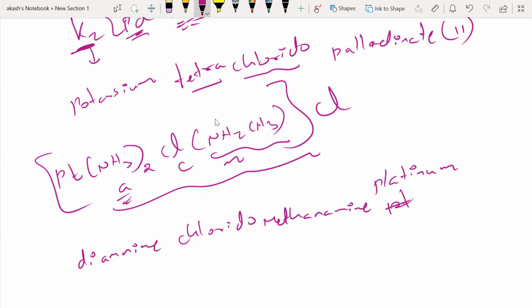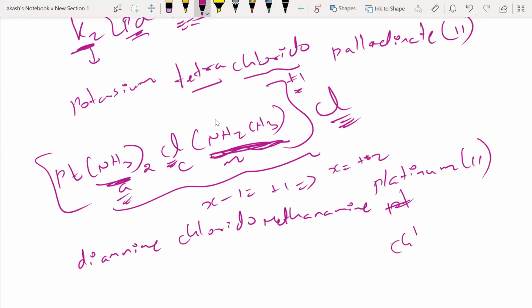Now we have to calculate the oxidation state. This is a neutral ligand, this is also a neutral ligand. The only thing is I have a Cl minus, so X minus 1. Now, if I remove this Cl from this, obviously it will become plus 1 here. If I remove the Cl minus, the coordination sphere's charge will be plus 1. So you'll find X to be in plus 2 oxidation state. So platinum plus 2 chloride. That is the name of this particular coordination compound.